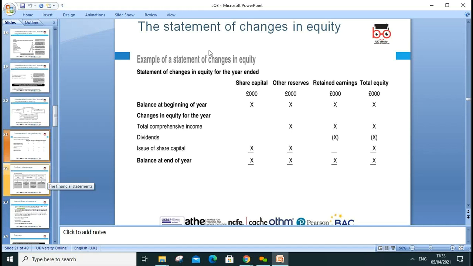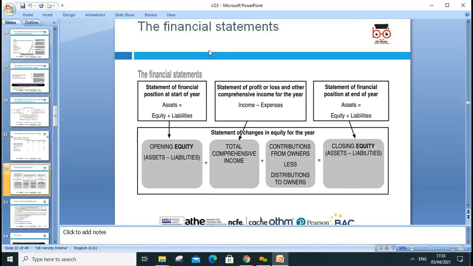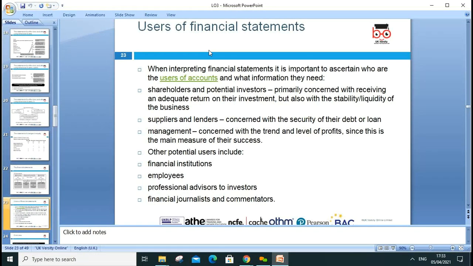Net asset is always equal to equity. If you know the net asset figures, it means you know your equity figures. So that's the equation we call the accounting equation. Assets equal equity plus liability. Assets minus liability becomes net assets, and net assets always equal the equity figures. So this is the way we can prepare our accounts.